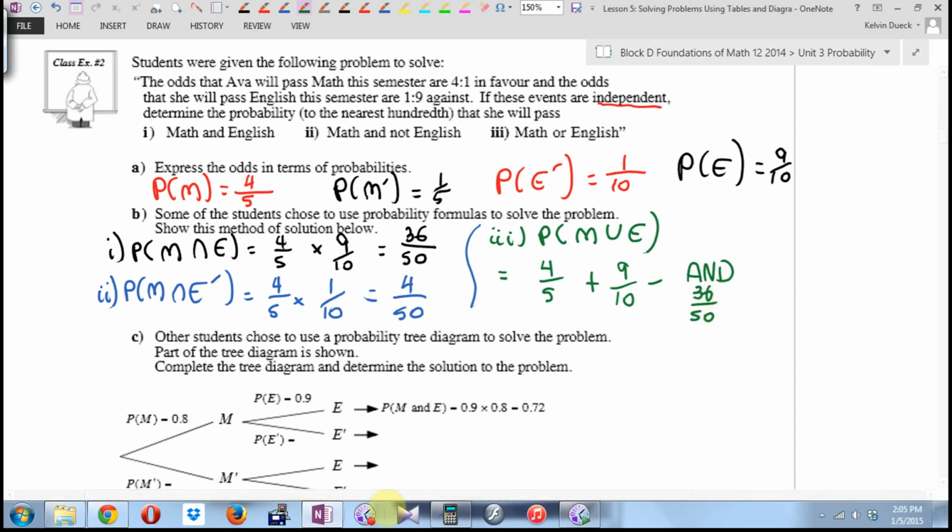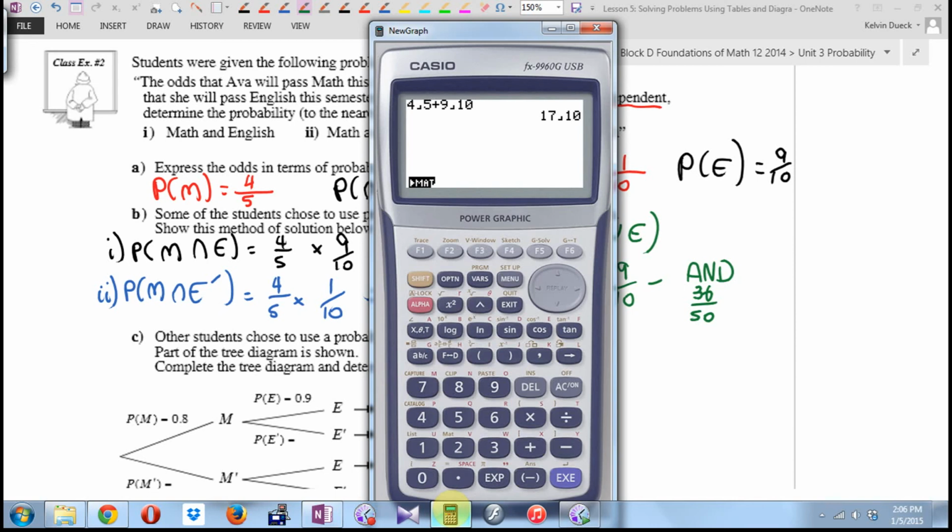Now I'm going to go to my adding. I generally go to my graphing calculator. So it's going to be 4 out of 5 and 9 out of 10 minus 36 out of 50 or 18 out of 25. And hopefully I get an answer less than 1. Otherwise I've screwed up. And I do. Almost guaranteed to pass one or the other or both.